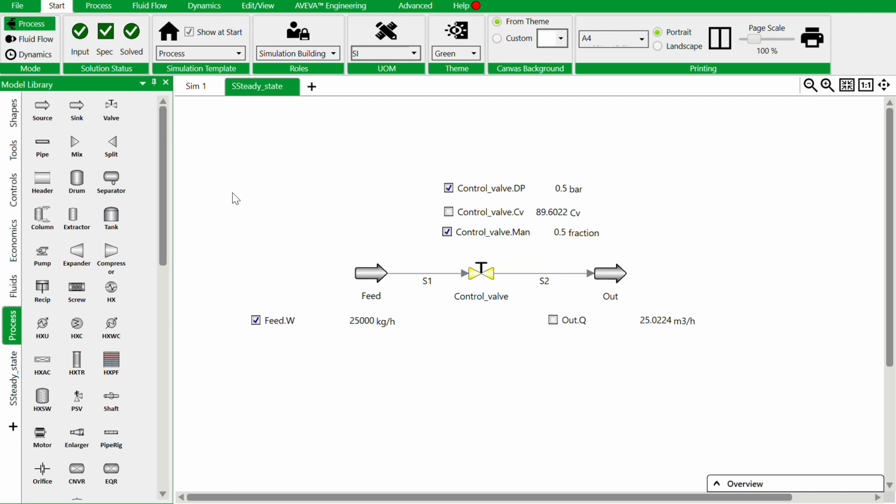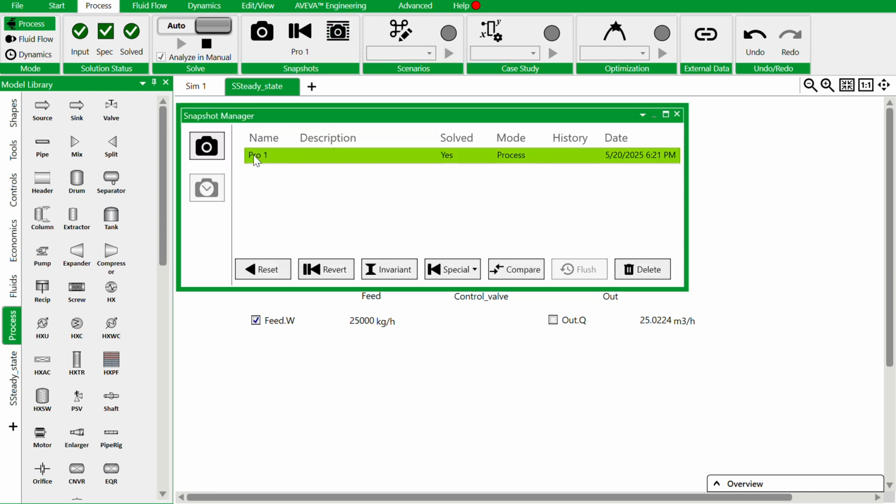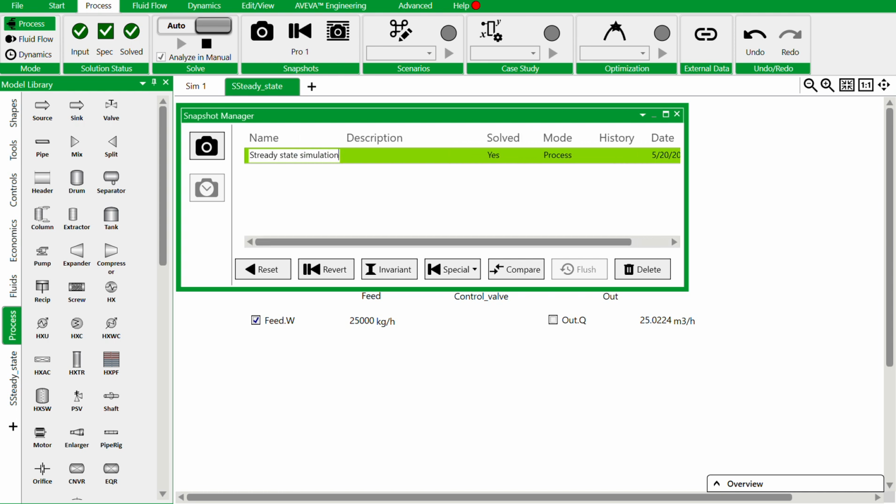In steady state, I hope you got clarity about the steady state simulation which we have performed here. We can also take a snapshot here. Once you have taken the snapshot, you can check the snapshots available here. You can rename it as steady state simulation.